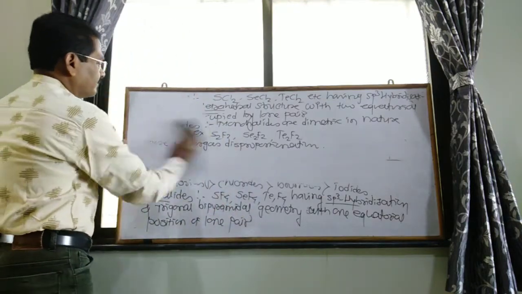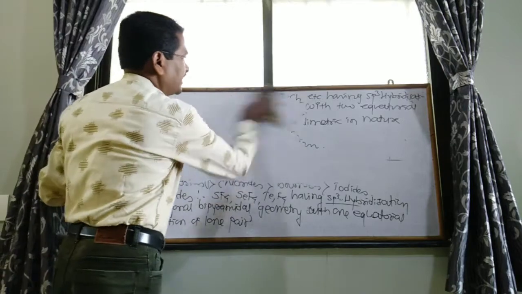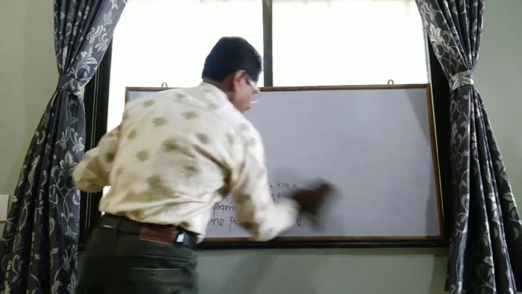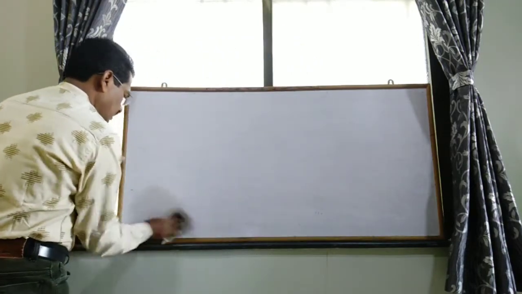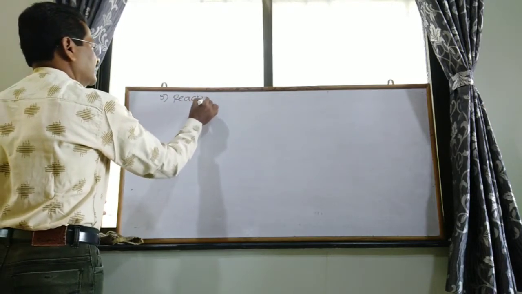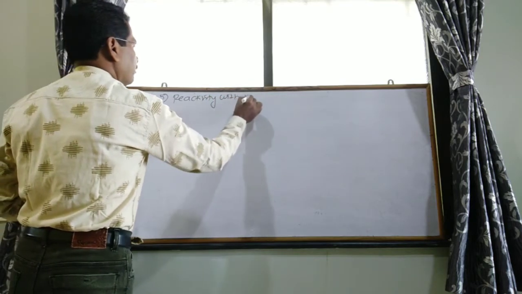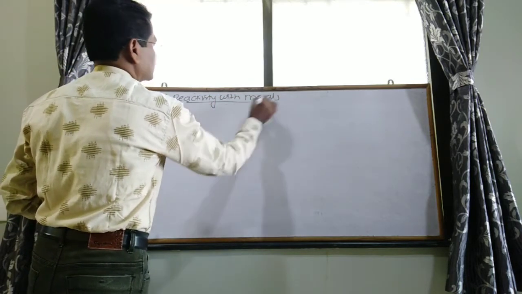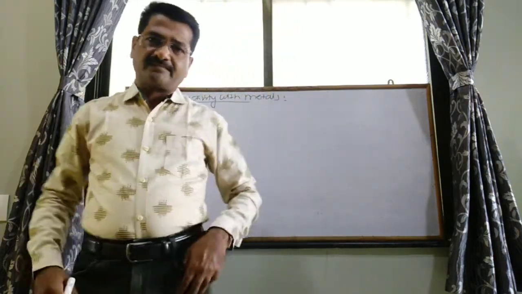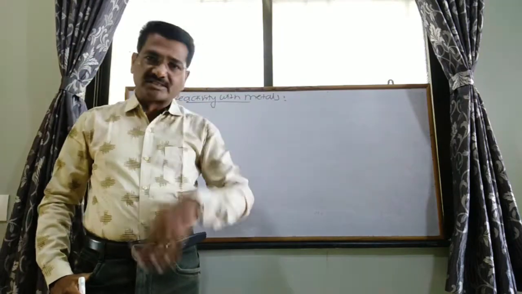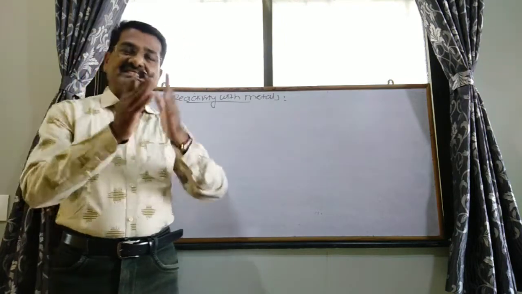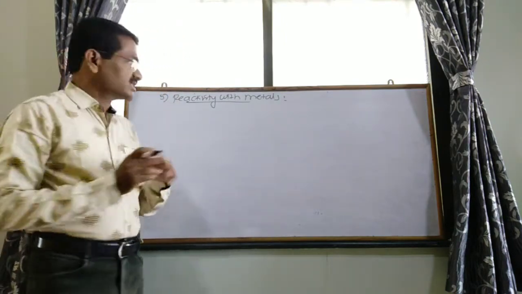Let's see the next point, fifth: reactivity of group 16 elements with metals. You know metals: sodium, magnesium, aluminium, a number of metals. Those elements which have a tendency to lose electrons are called metals. What is the action of group 16 elements with metals?